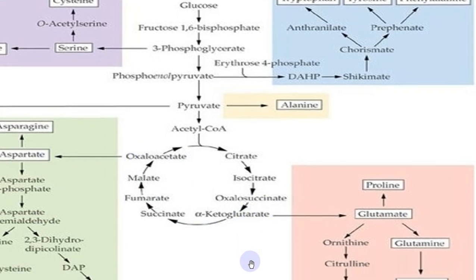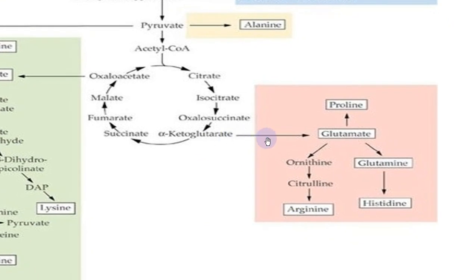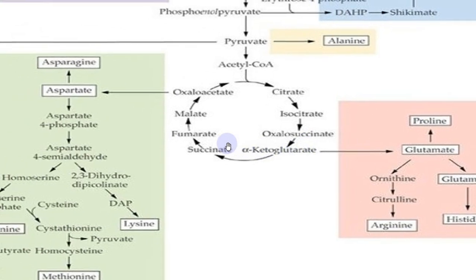This alpha-ketoglutarate may lead to the formation of glutamate through transamination reactions. This we are going to see in detail. So glutamate forms first, so it is the glutamate family. It may give you glutamine and histidine; through ornithine and citrulline it gives arginine; or it may give you proline. So this sets one family through alpha-ketoglutarate formation.